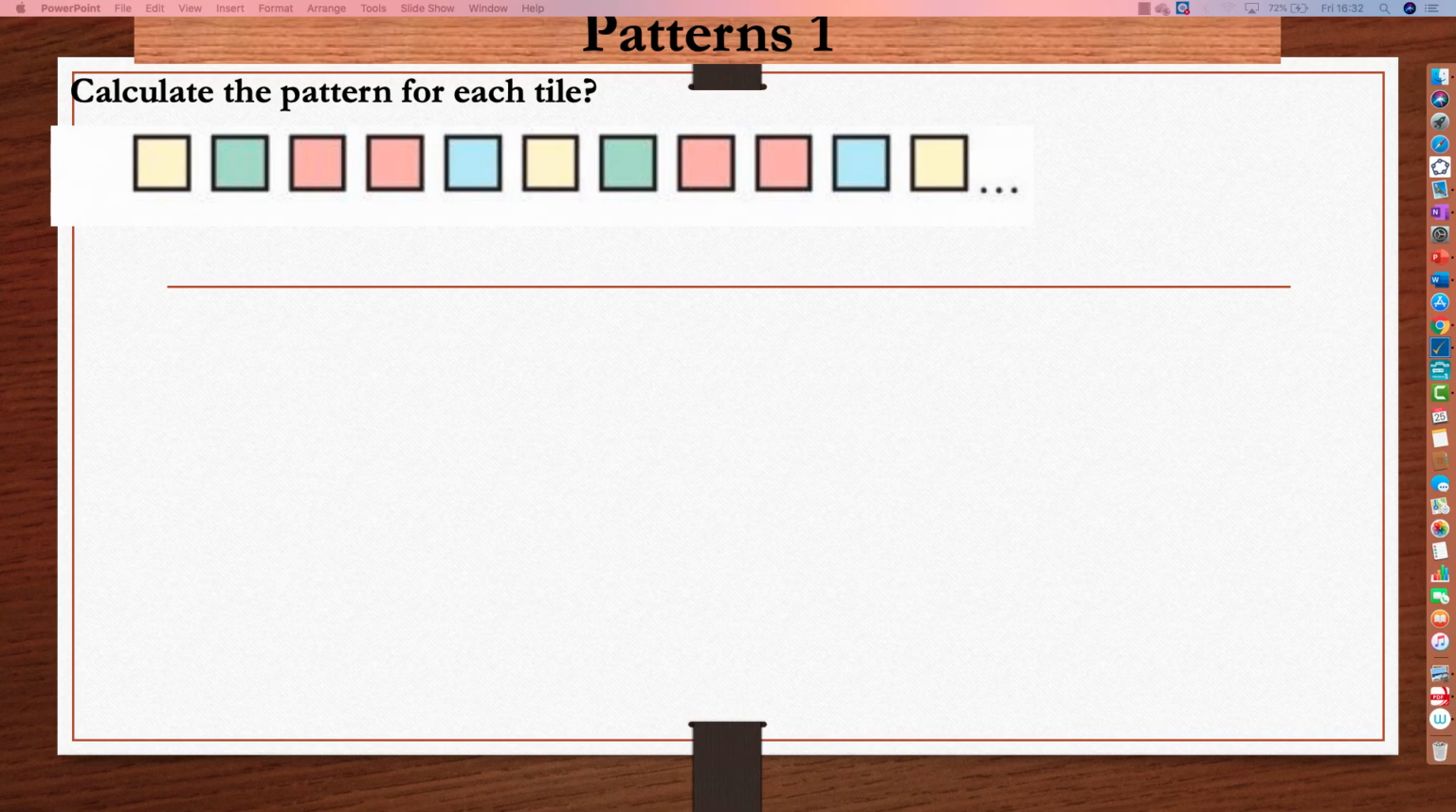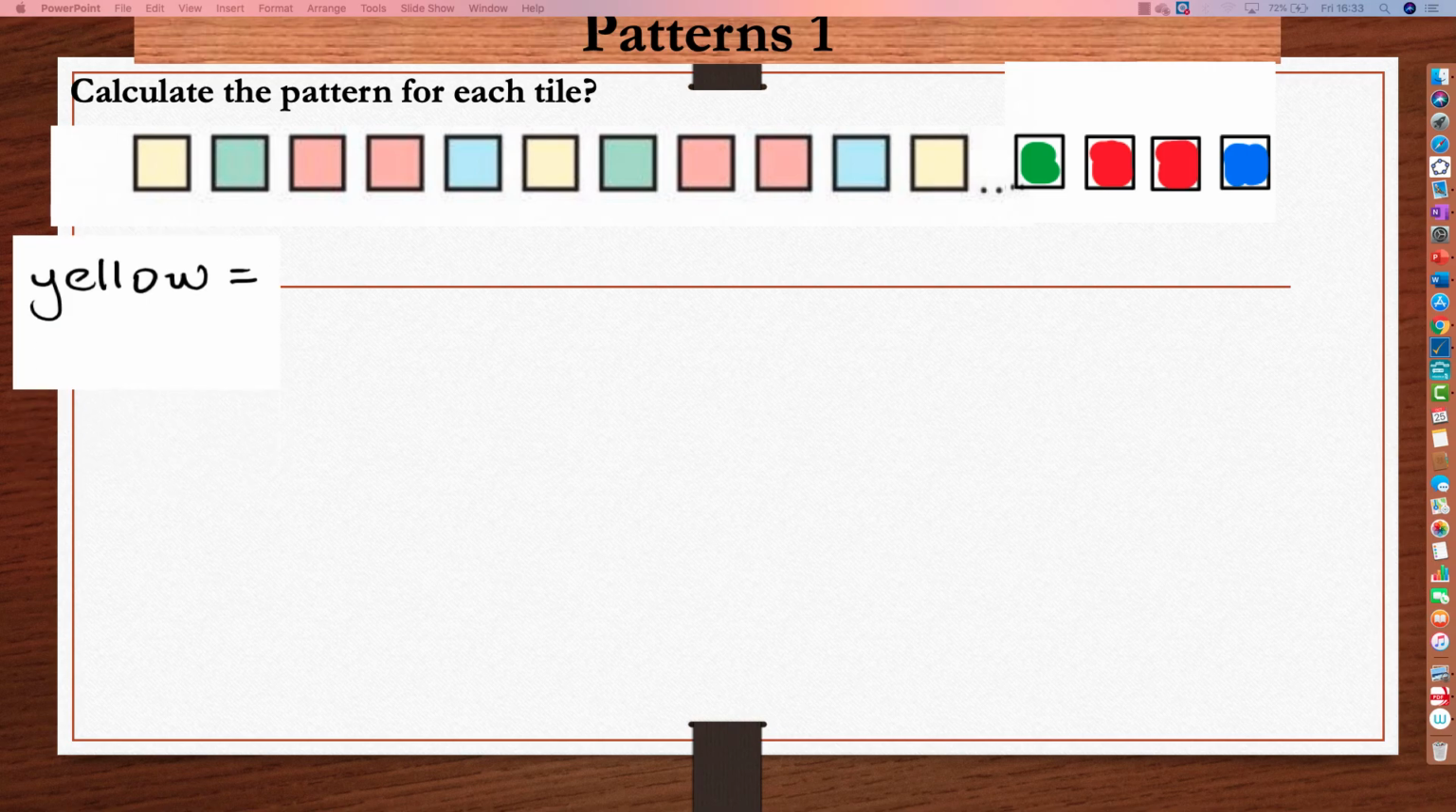That's green. So, what do we reckon the next three is? You're probably right. It's green, red, isn't it? So that's the next three: green, red, and then blue. So, if we were to try to guess, what would be the pattern for yellow?